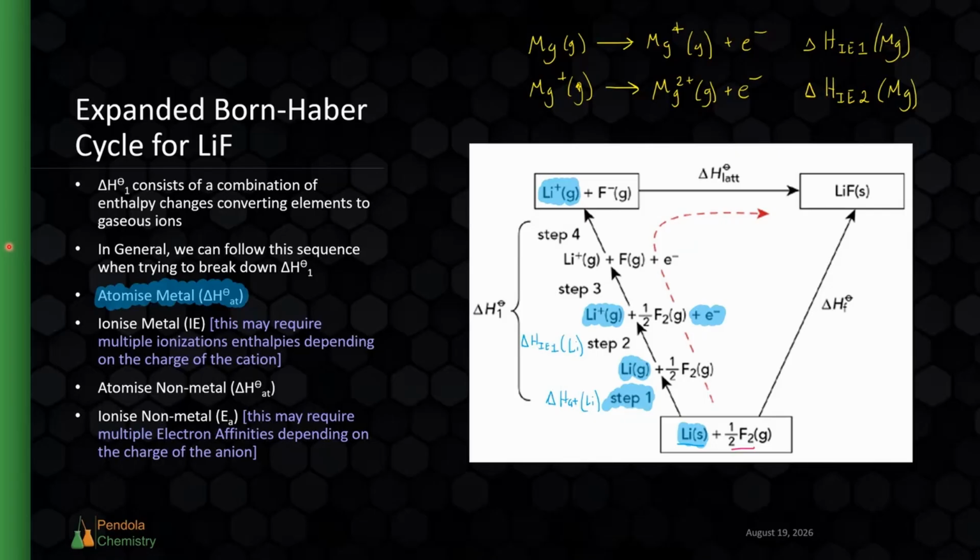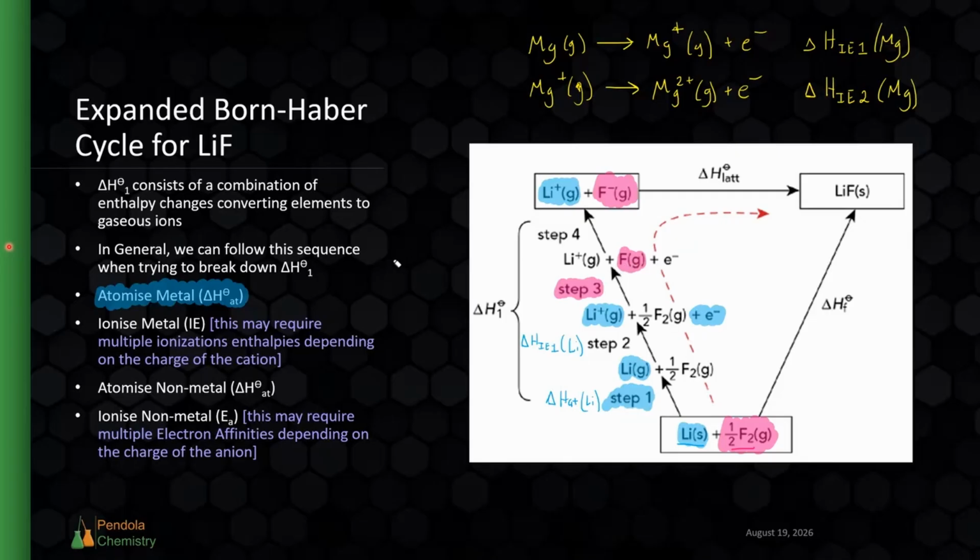On the other side of this, we have the nonmetal, in this case, fluorine. So fluorine here needs to go from 1/2 F2 gas all the way to F minus gas. So again, what is the first step? The first step with a nonmetal is going to be to atomize it. In step 3 here, we're turning that 1/2 F2 gas into just F gas. We're turning it into the atom of the element in the gas state.